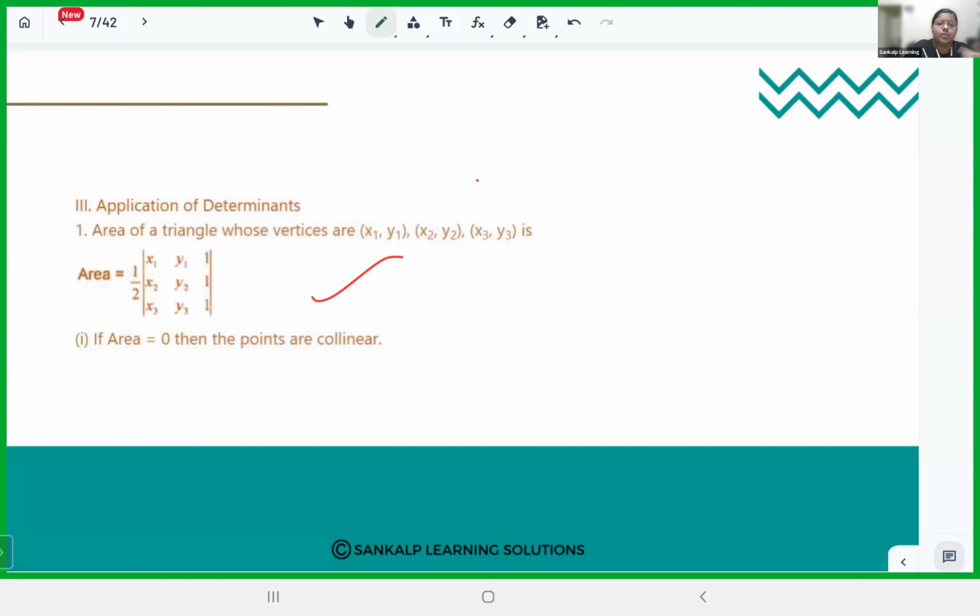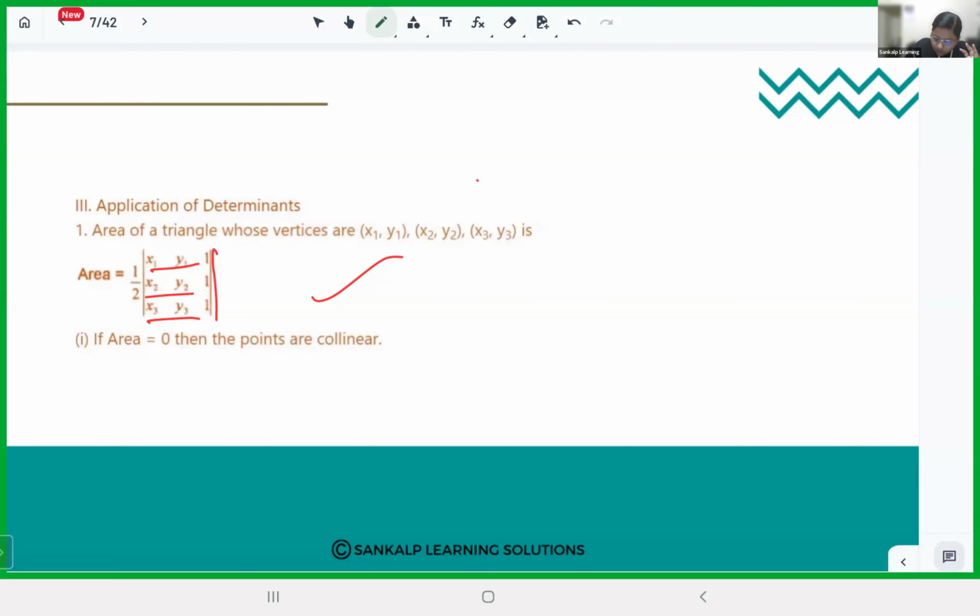Area is nothing but half into the determinant, where you arrange the vertices of the triangle in this form. It is given here: x1, y1, then you put 1 in that row. Then x2, y2, 1, x3, y3, 1. The third column should be completely 1. If you find out the determinant and then multiply it by 1 by 2, you will get the area of the triangle.